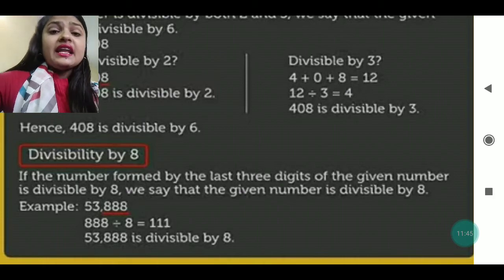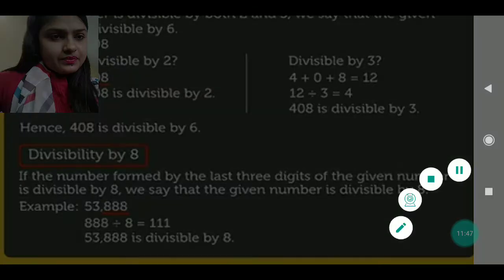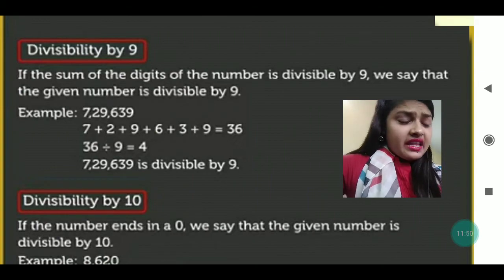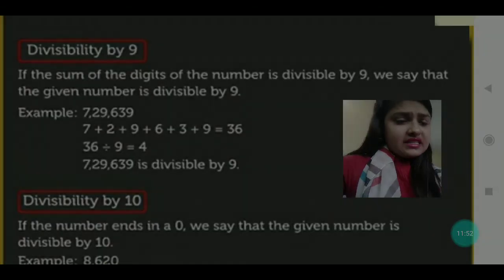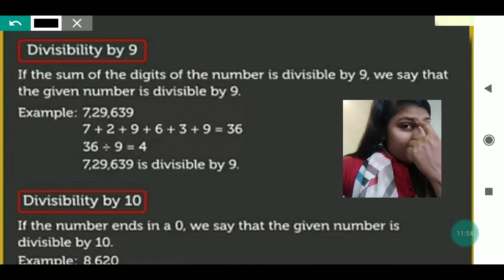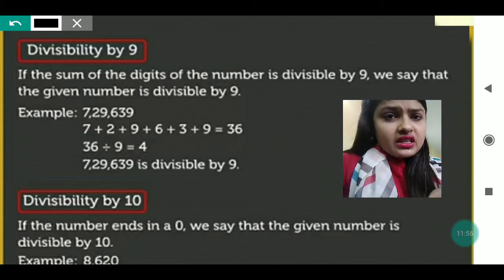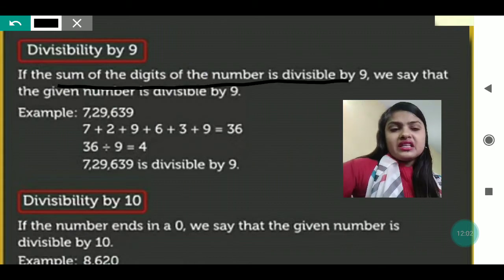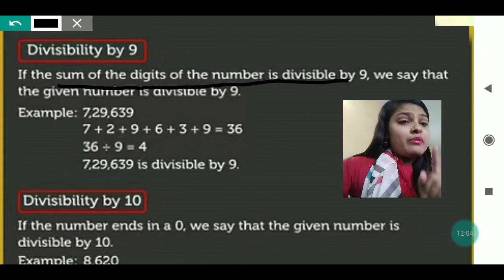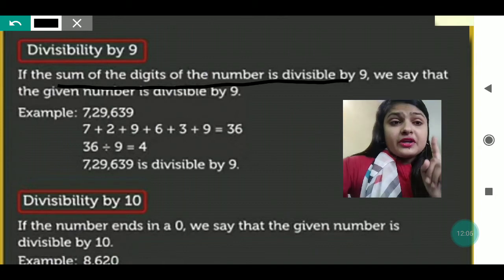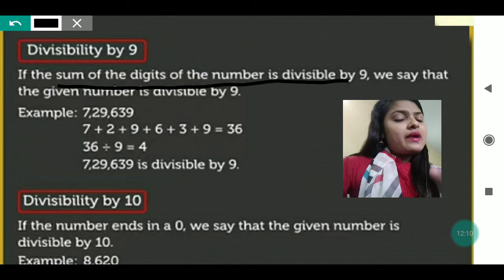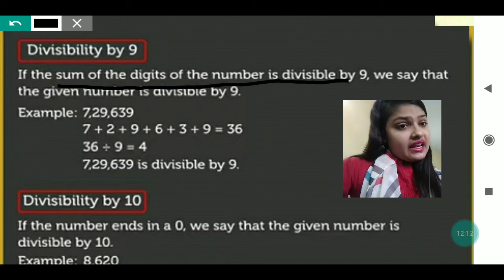Now we will move to the next. Just see. We have to check whether the number is divisible by 9. The number which is given to us, is it divisible by 9? Very easy. If the sum of the digits of a number is divisible by 9. Where were we doing this sum? We were doing this sum in the divisibility of 3. In the same way, we do the same process with 9.